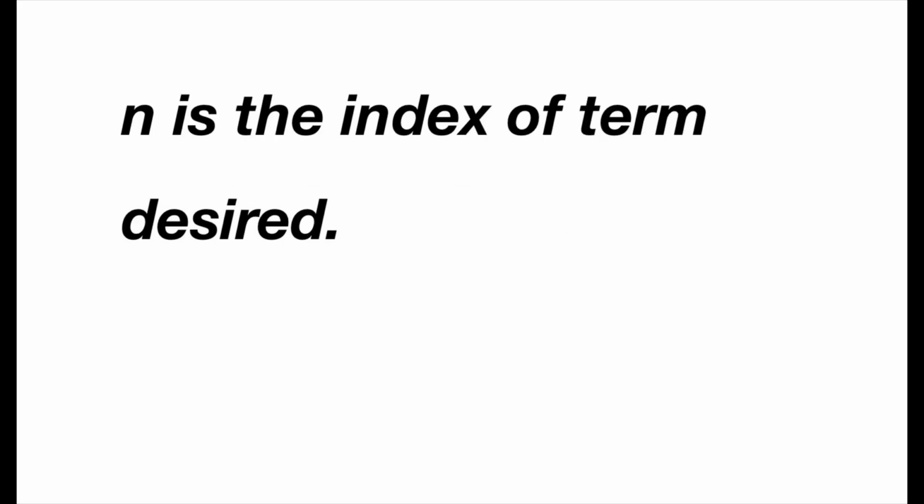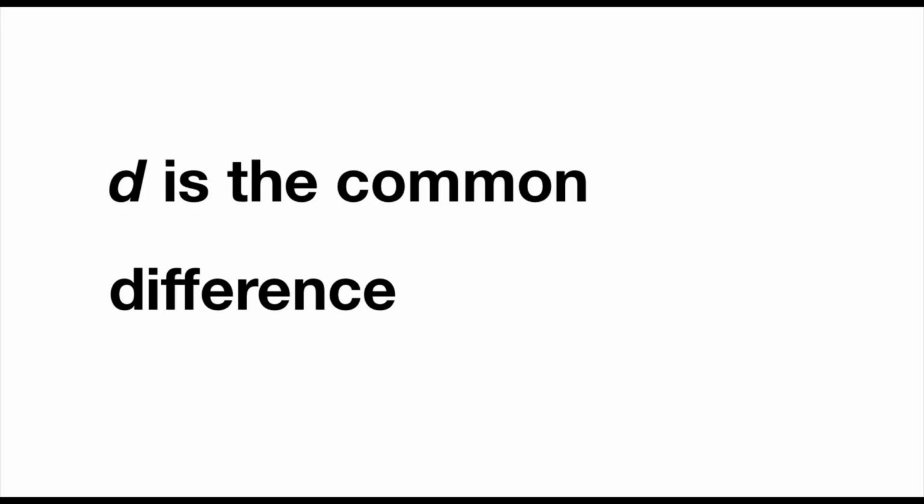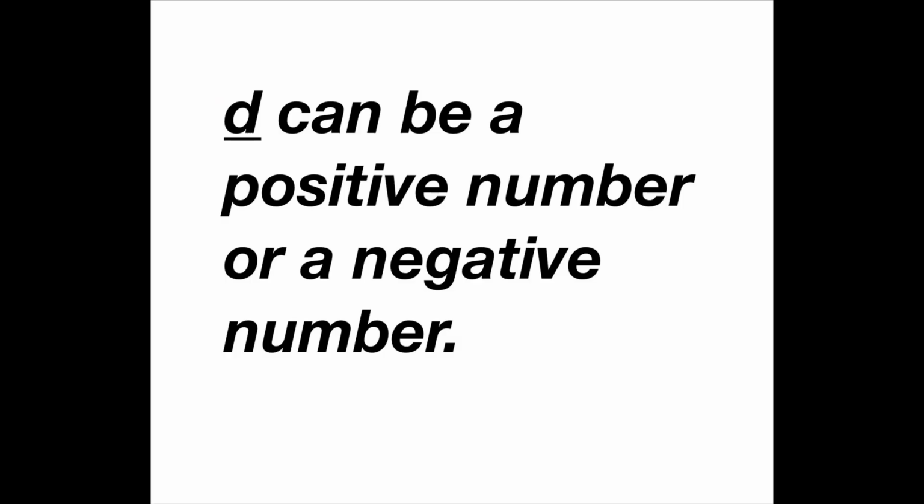Now let's break down what each component of this formula means. A sub n is the nth term, where n is the index of the desired term that we are looking for. A sub 1 is the first term, and d is the common difference, and the difference can be an addition or a subtraction. If it is an addition, it would be plus a number. If it is a subtraction, it would be minus a number. And you will find that continuously in each of the numbers that is listed.